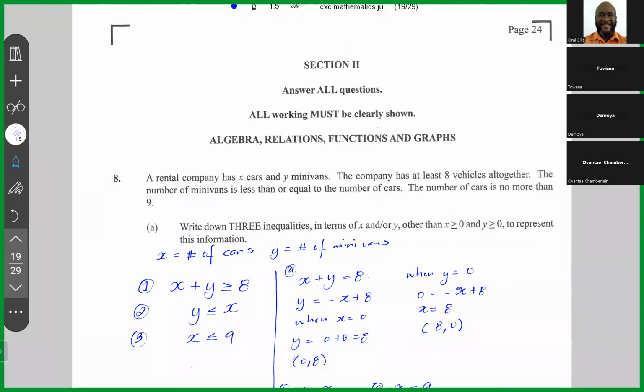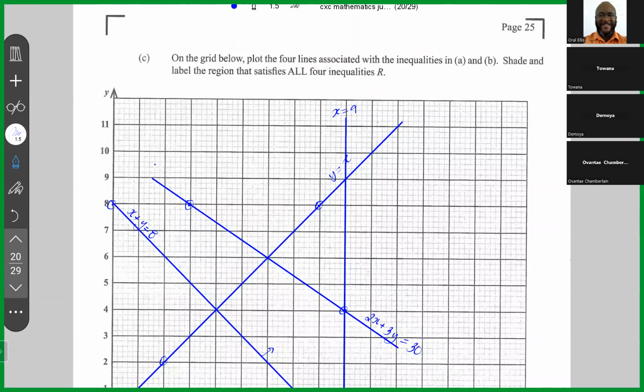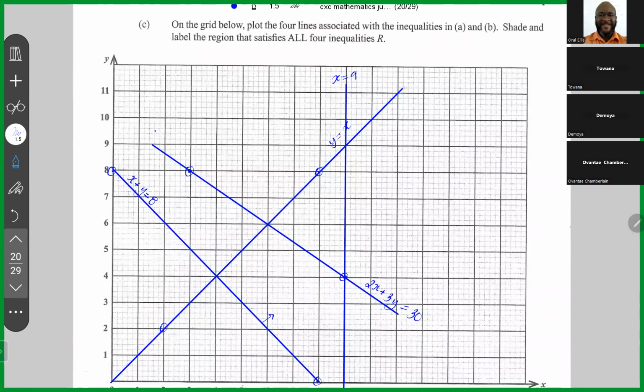Second inequality, y is less than or equal to x. Now, this is the line y is equal to x. Everywhere on this line, y is equal to x. Above the line, y is greater than x. Below the line, y is less than x. So essentially, I'm looking for the region that is below this line.